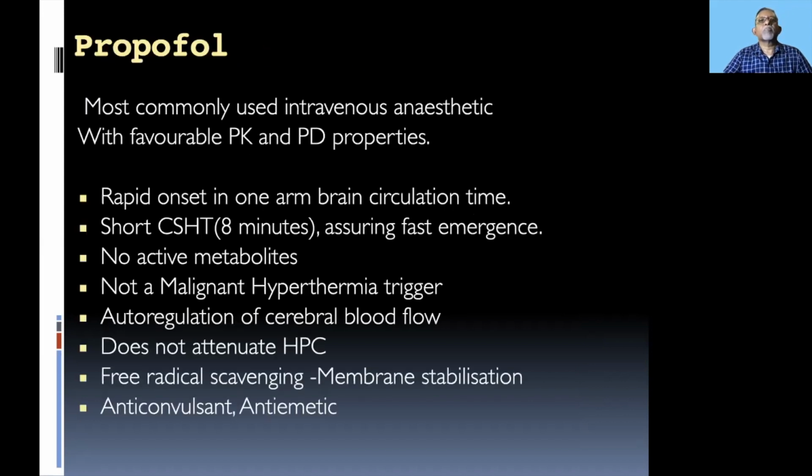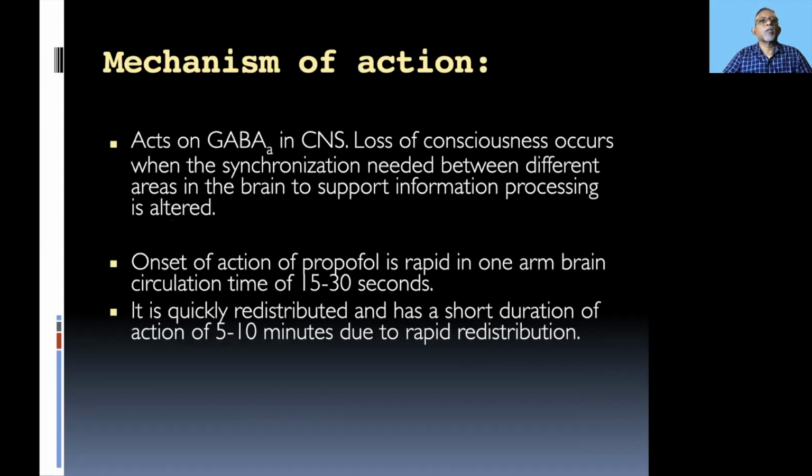Propofol is the most commonly used principal intravenous anesthetic agent suitable for the induction and maintenance of TIVA because of its favorable pharmacodynamic and kinetic effects. Rapid onset, short CSHT, no active metabolites, antiemetic, not a malignant hyperthermia trigger, and the benefits are many more. The complex mechanism of action of propofol is not well understood. It acts on GABA A in the CNS. Onset of action of propofol is rapid, in one arm-brain circulation time of 15 to 30 seconds. It is quickly redistributed and has a short duration of action of 5 to 10 minutes.